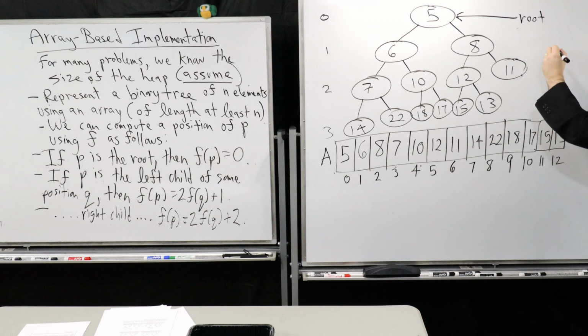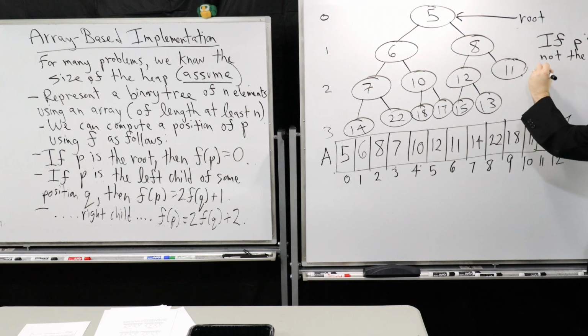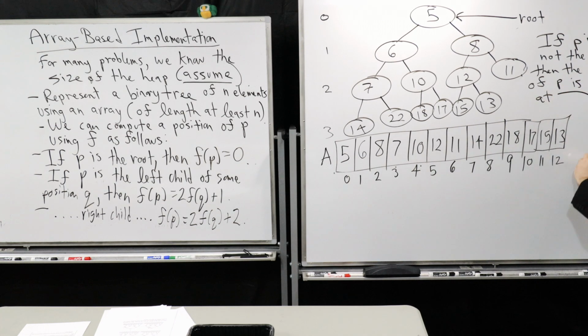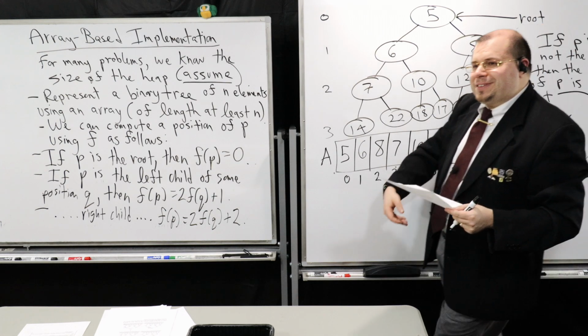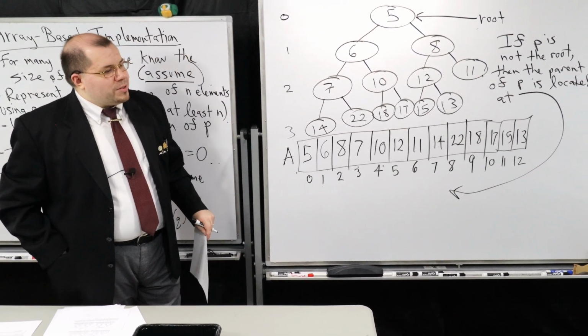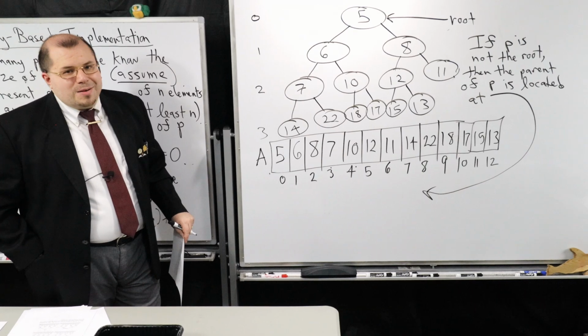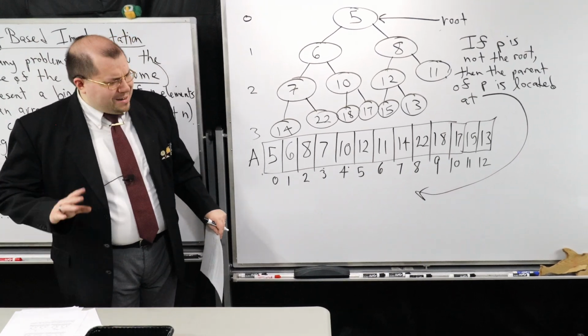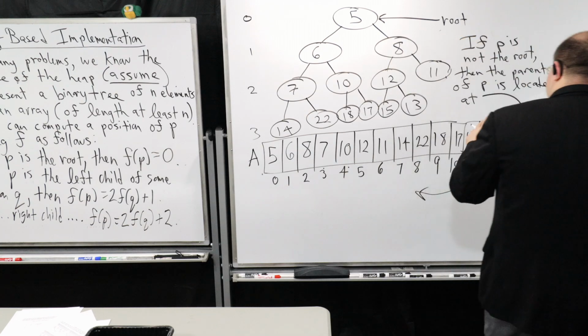So if P is not the root, then the parent of P is located at the following position. Let me move over the camera, because I know I'm writing a little to the right. Let's move me back over here. So I want to tell you where the parent can always be located, because this is an important detail for a little later on, and we'll talk about it next time, but let me just talk briefly about it.